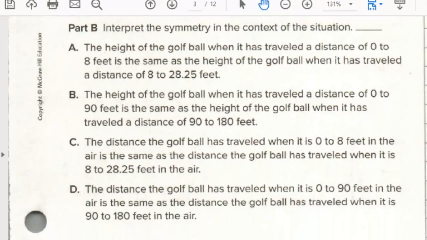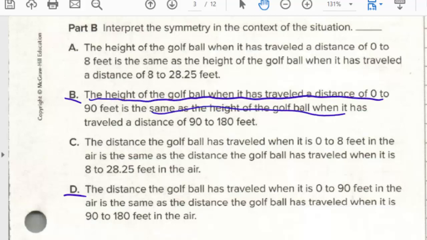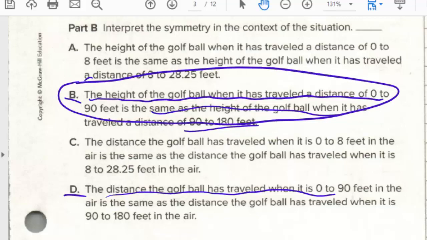So our answer choices, and it looks like we've got two that are pretty close. We got B and we got D. The difference is the first one talks about the height of the ball when it's traveled is the same height as the ball when it goes from 90 to 180. The other one talks about the distance it has traveled. Well, the distance is a different question. We are talking about the heights. So the choice here has to be choice B.